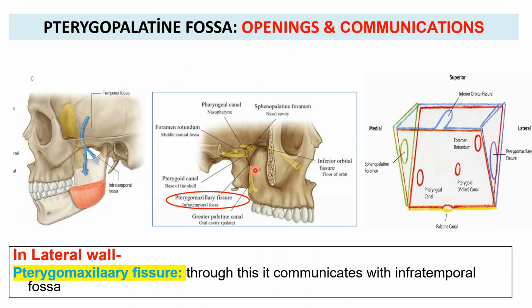Now coming to the lateral wall. The lateral wall is simpler because laterally the pterygopalatine fossa is open. So the pterygopalatine fossa is open laterally through this pterygomaxillary fissure, and it opens into the infratemporal fossa. And in this picture also we can see this is the lateral wall. In the lateral wall, this is the pterygomaxillary fissure through which it will communicate with the infratemporal region.